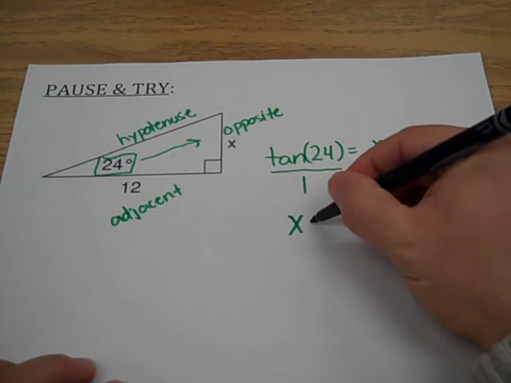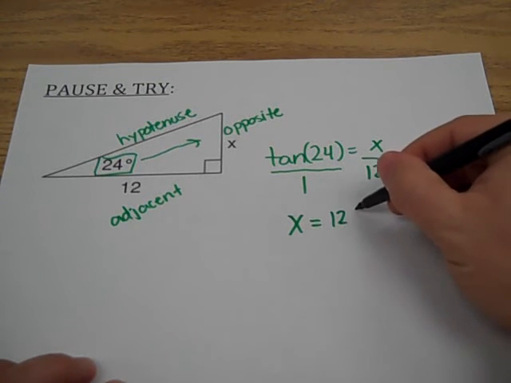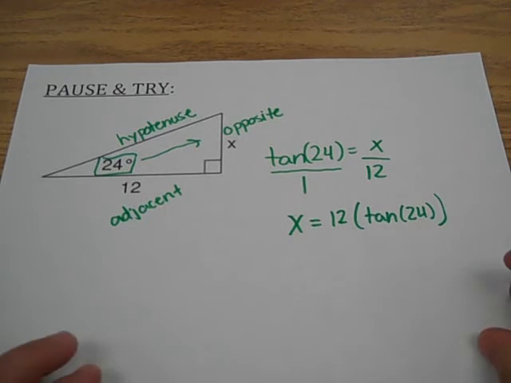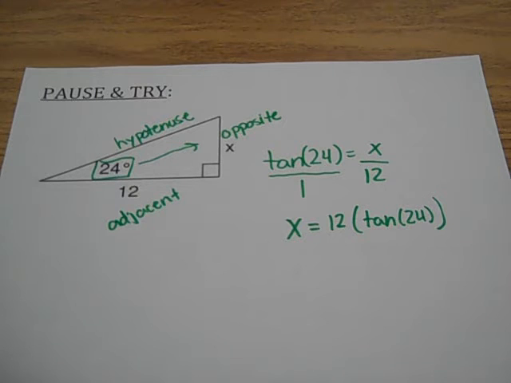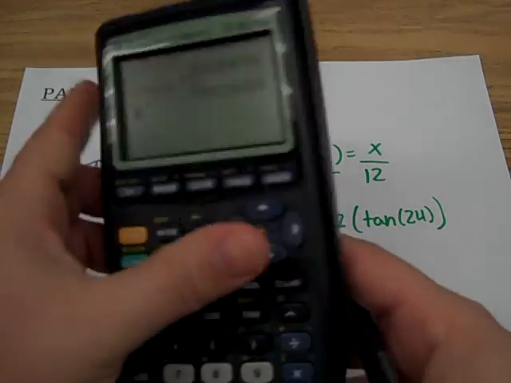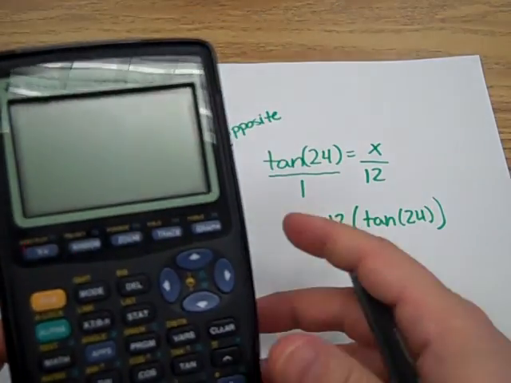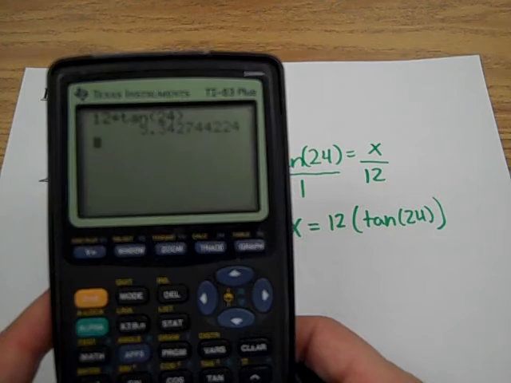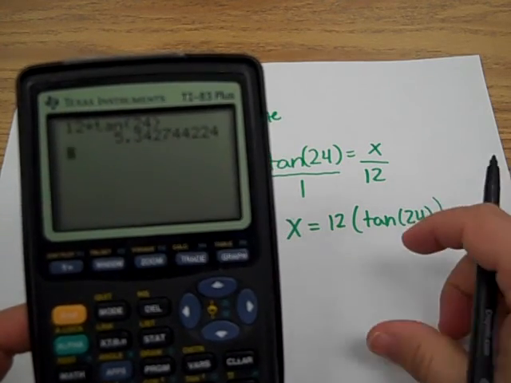1 times x gives me x. Then I have 12 times this whole thing, tangent of 24. Now if you don't have the graphing calculator at home, you don't have an app, or if you don't have a calculator on your smartphone that has tangent, then you can stop here. But I'm pretty sure that most phones, if you turn them sideways, you can get sine, cosine, and tangent. So just check that. It's best that you practice. Now I can just do 12 times tan of 24, and I get that this side is approximately 5.34.